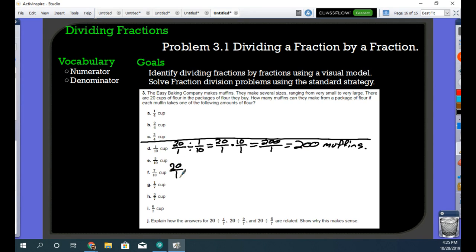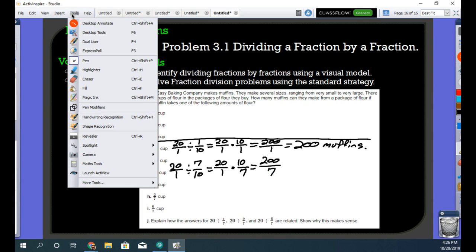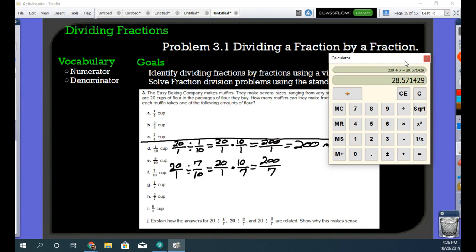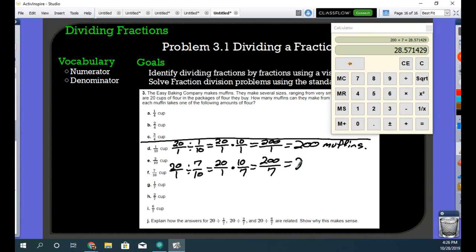7/10. 20 over 1 divided by 7/10. Keep, change, flip. We end up with 200 divided by 7. And just to make this faster, we're going to grab a calculator, maths tools, calculator. 200 divided by 7 is going to give us 28 muffins with 4/7 of a cup left over. Don't forget, I skipped this one.